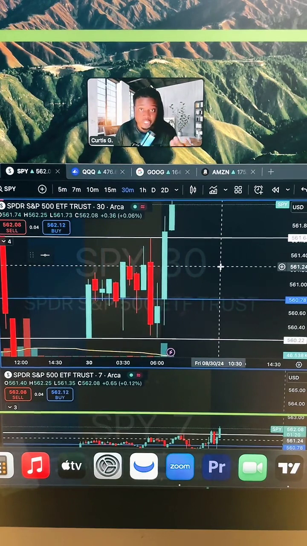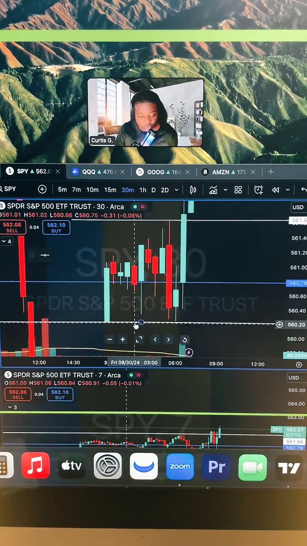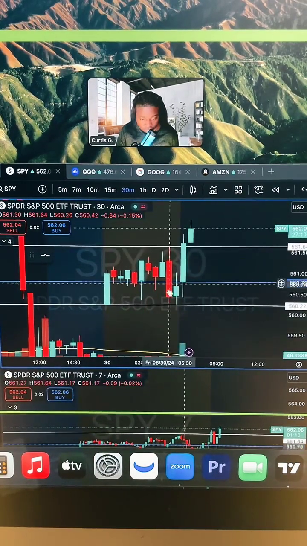Now, as you already just saw, I'm more of a scalper. It took me less than a minute, 2 minutes right there to make that trade. Now, the first thing that we do is we want to mark out, we're looking at SPY on the 30-minute chart.